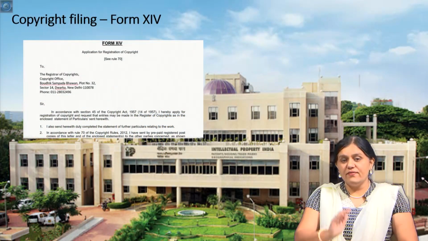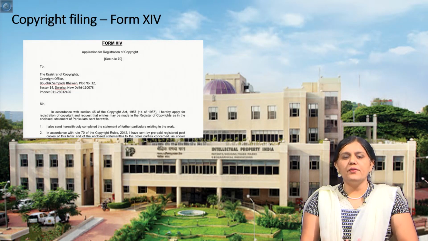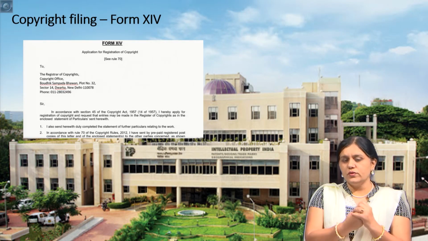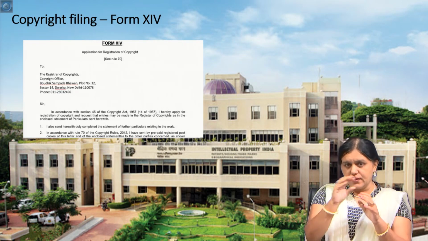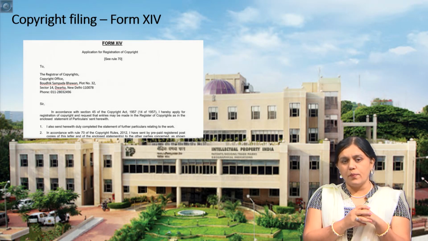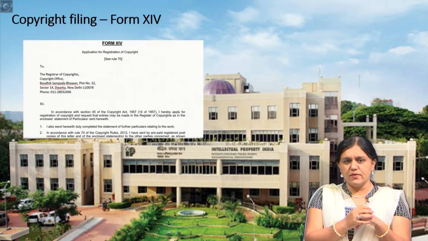In the copyright filing, you have just seen the procedure. Now, Form 14 is there. For your convenience, we are hosting this Form 14 in the reading material folder. You can go through that Form 14 and see what information is required when you are filing the online copyright registration. If you have filled that form, it will be easier for you to copy paste the information, and that procedure will be easier for you.